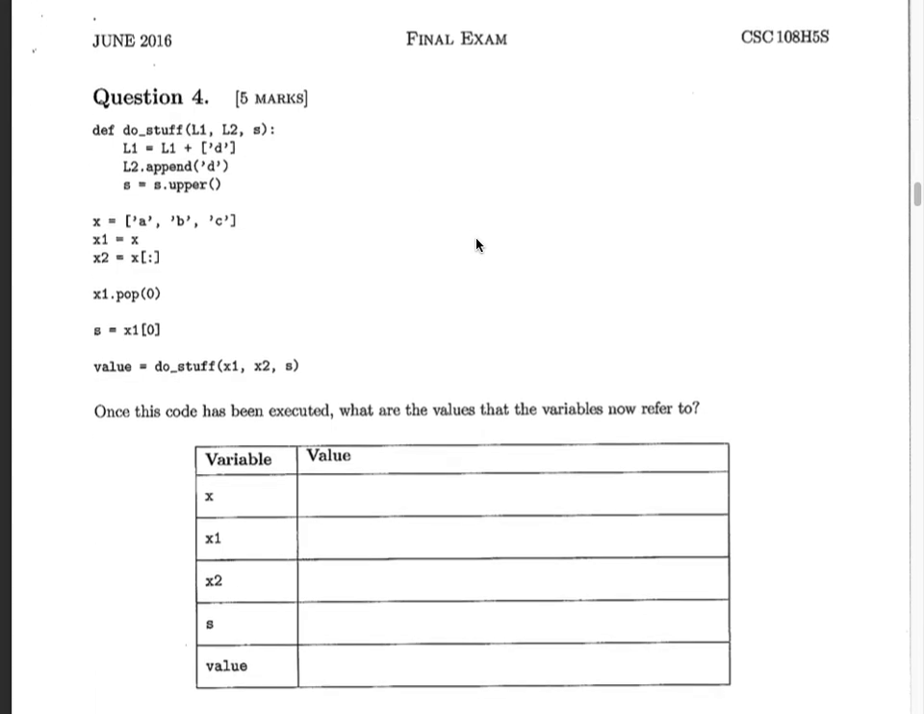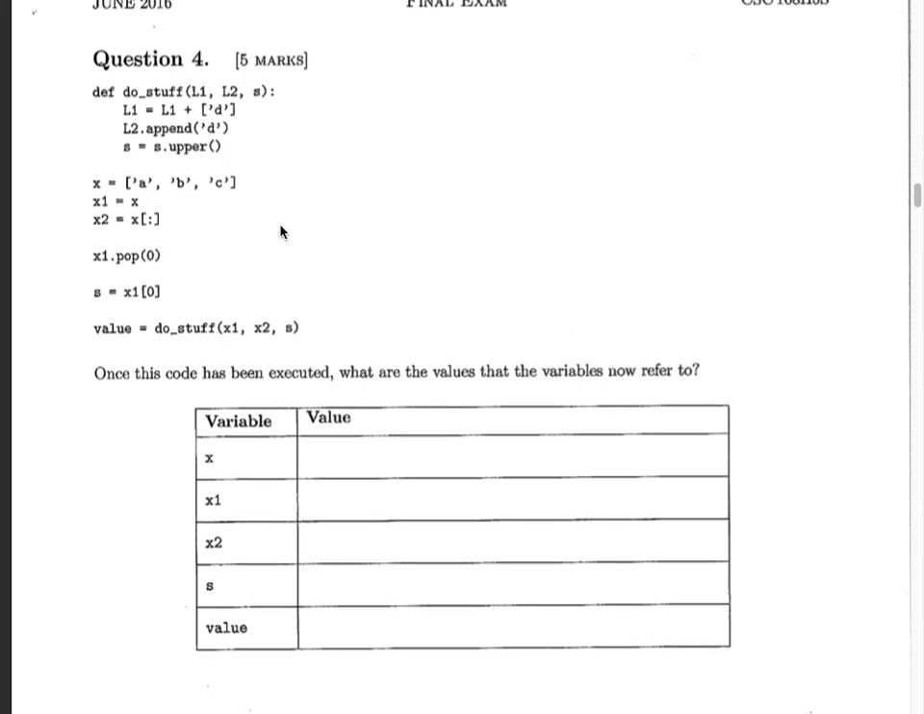Out of 10 million. Question 4, do stuff. So what does do stuff do? It takes in two lists, pointers. To the first list, it appends D. To the second list, it appends D differently. And then it just converts s to upper. Okay, so if x is this, x1 is x, x2 is the slice of x.